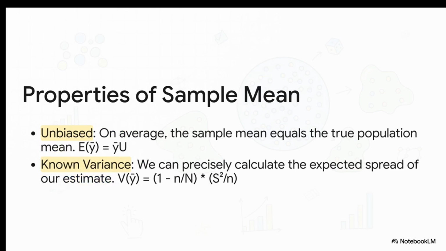And this right here is where the magic of simple random sampling really shines. Our sample mean has 2 incredible properties. First, it's unbiased. That's a fancy way of saying it doesn't systematically guess too high or too low. Over the long run, on average, it's gonna be spot on. Second, we have this exact formula for its variance, which tells us precisely how much our sample mean is expected to bounce around the true value.